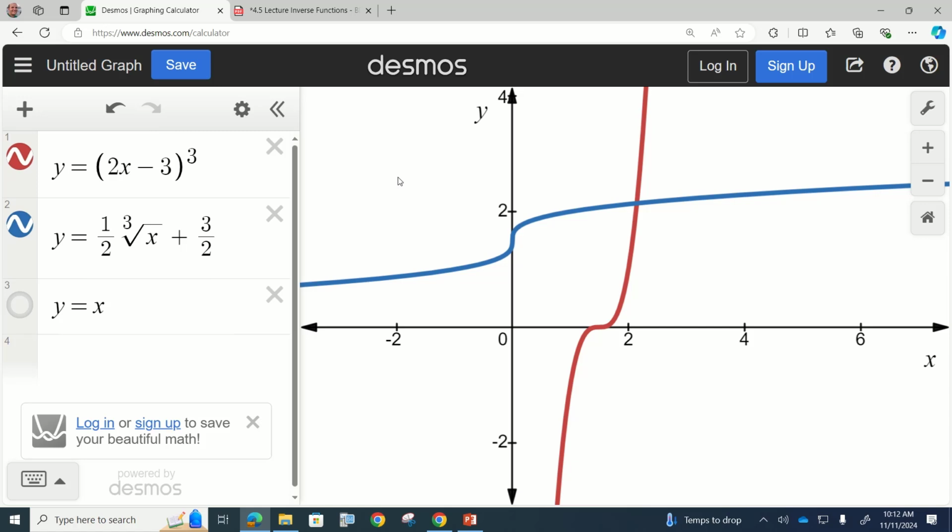Are those inverse functions? Yes. Those are inverse functions. They're a mirror image across this line.